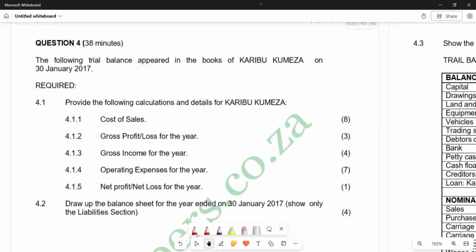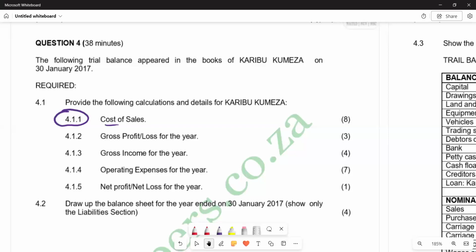In this video, we want to look at the calculation of cost of sales. So we've got a question here, which reads: the following trial balance appeared in the books of Karim Kumeza on 30th January 2017. And the required part reads: provide the following calculations and details of Karim Kumeza, whereby we are given cost of sales. So we are going to look at 4.4.1 according to this video.